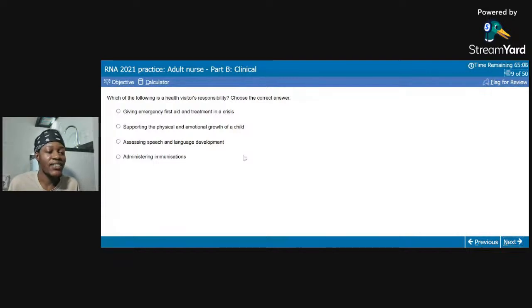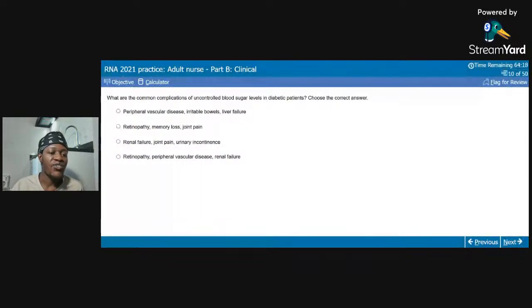Which of the following is a health visitor's responsibility? Choose the correct answer. So, what is a health visitor? They are people that come to assess and all this kind of thing. So, our options here say giving first aid and treatment in crisis, supporting the physical and emotional growth of a child, assessing speech and language. So, it should be to administer immunizations. I just hope I'm right, but that's what I would go for in this.